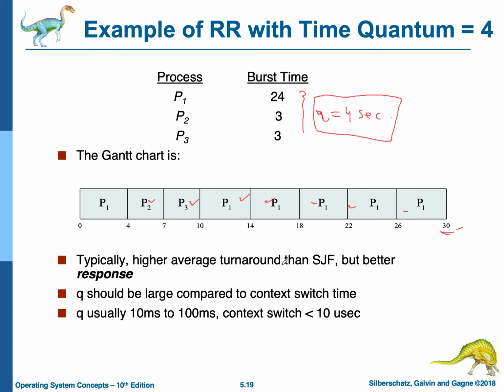Usually it gives a higher average waiting time than shortest job first, but the response time is better here because every process is progressing, so the first response is better. In many applications we need this approach, where at least the process should progress and not be stopped.